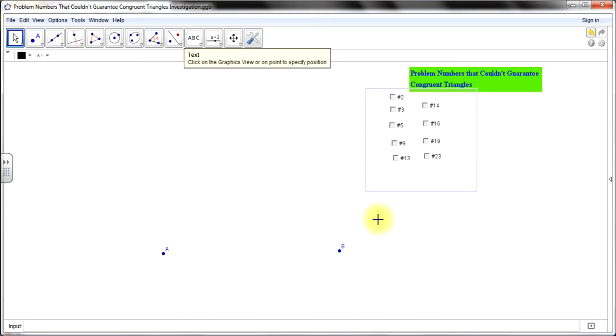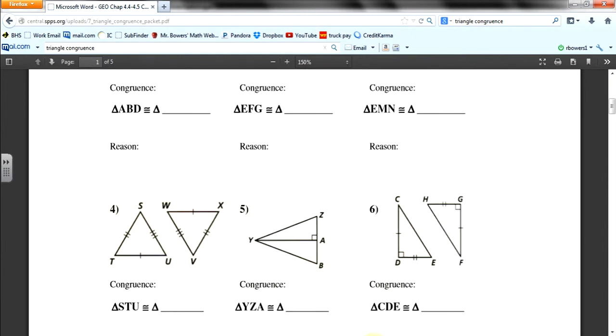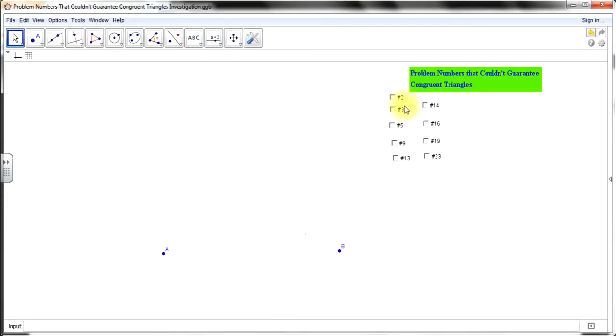So what I want us to do for this activity is to show why we can satisfy the given information, but we can make triangles that aren't congruent to each other. Okay, so here's how the app is going to work. Each of these problem numbers here, that's why it's called problem numbers that couldn't guarantee congruence, came off of the worksheet here. So each number on here that couldn't guarantee congruence is on this app, like number 2, number 3, 5, 9, 13, and so forth. Right?